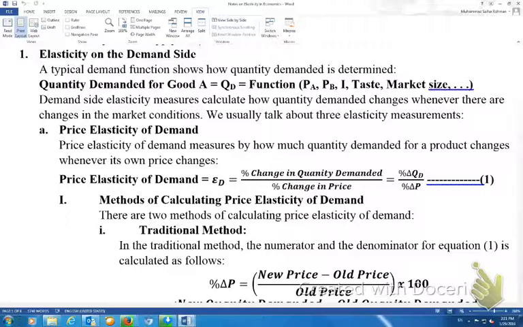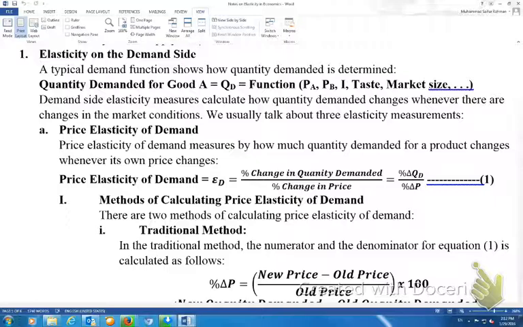So demand side elasticity measures how quantity demanded changes whenever any of these factors on the right hand side changes. We will mainly be talking about the first of these factors, mainly PA, PB, and I. The first elasticity concept that we are going to look at on the demand side is called the price elasticity of demand, which is very popular. The price elasticity of demand measures by how much quantity demanded changes whenever its own price changes.